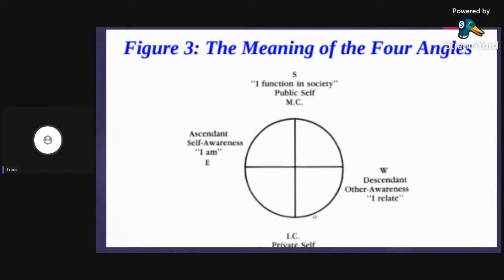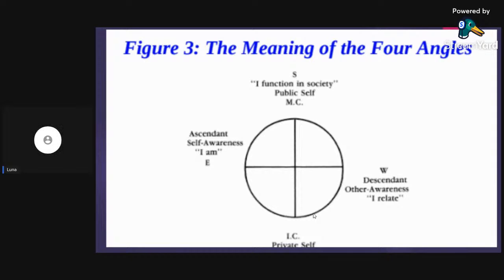Together, the ascendant and descendant symbolize a polarity of self versus other that describes how you balance your need to be individual with your need to cooperate with others. The MC, or medium coeli, represents the most elevated sign in the sky at the time of your birth. Hence it represents how you are seen by society at large: your career, reputation, and stance in the world. This is clearly your public self.